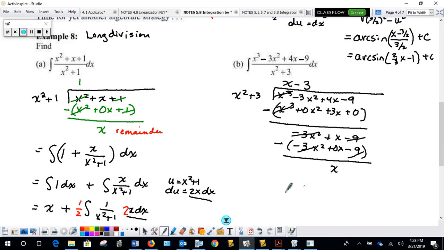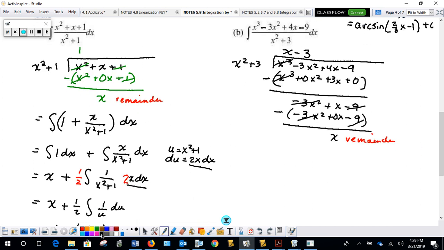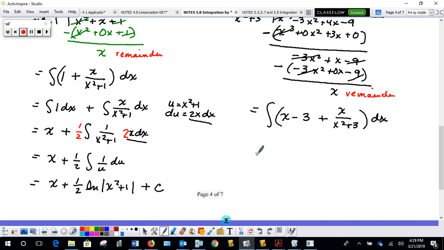Right, so we get down till we get a remainder. I know that that is the remainder because it's a smaller degree than that. So now we're going to rewrite our integrand into the whole part plus the fraction part. The whole part is x minus 3. The fraction part would be x over x squared plus 3 dx. And then by doing that, that is going to allow me to separate. I'm going to integrate the x dx.